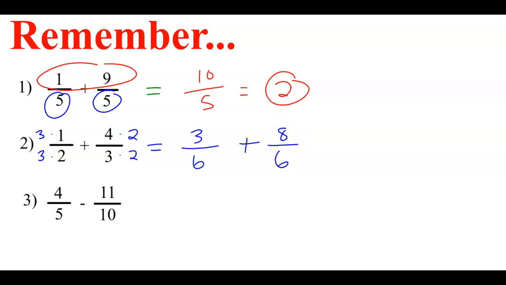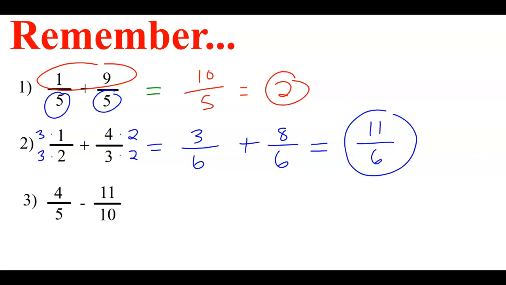And then once those denominators are common, we add across the top, so we would get 11 over 6, which does not reduce, so that's my final answer. Okay, on number 3, these denominators, 5 actually multiplies into 10.